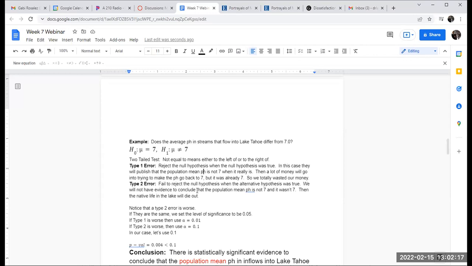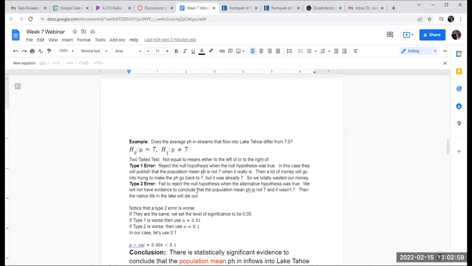Whereas a type 2 error is you fail to reject the null hypothesis when the alternative hypothesis was true. So in that case, you don't have any evidence to show there's any problems. So you're not going to be able to get money from the government or from nonprofit organizations or whatever to deal with the problem when there really is a problem. So you're just going to let it go. And what's going to happen is all of a sudden, Lake Tahoe has a really high pH or a low pH, and all of the life in the lake dies out. That's bad.